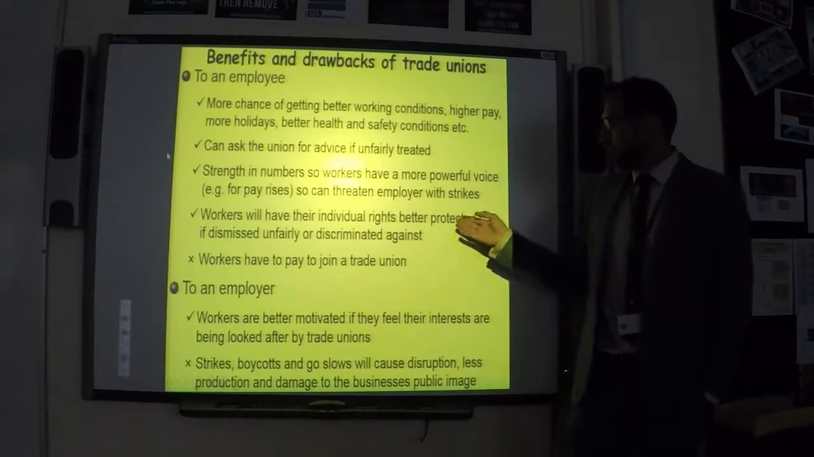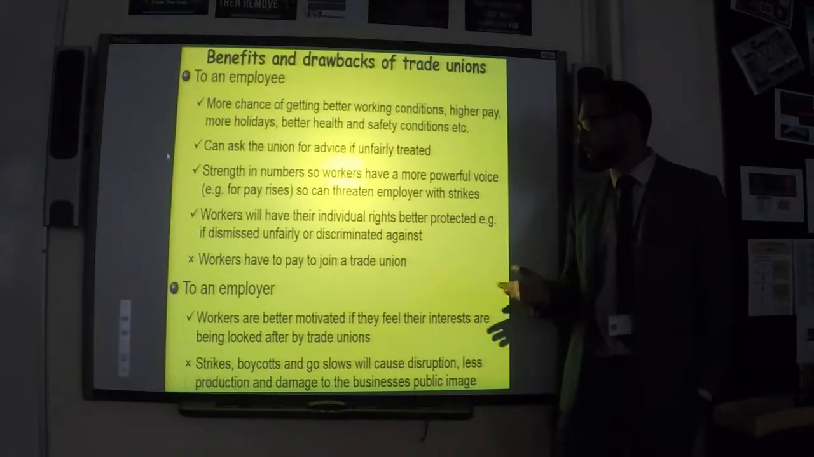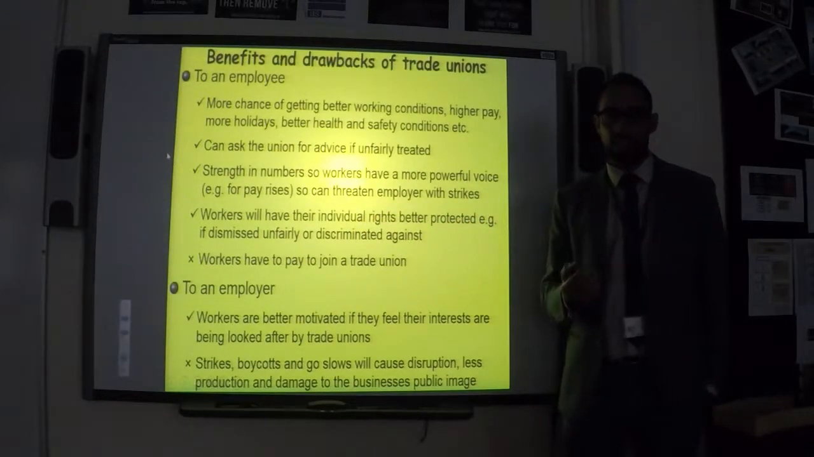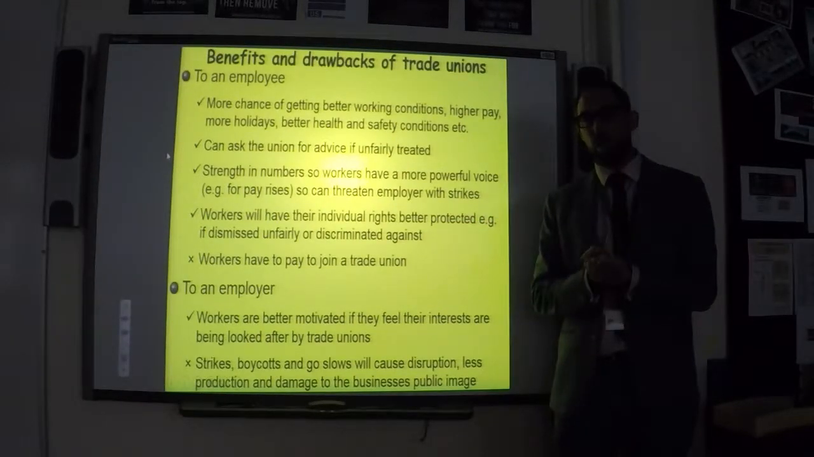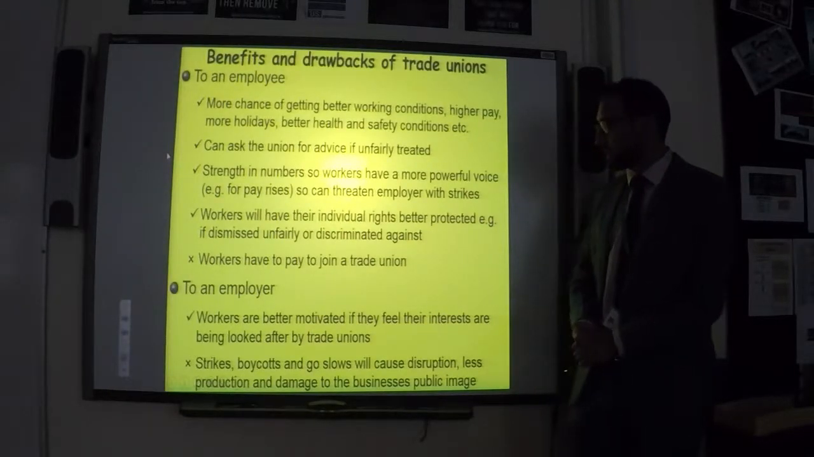Okay? Workers will have their rights protected because they're a member of a trade union, so the trade union will look after them. If they're being unfairly treated, if they're being discriminated against, the trade union will protect the workers. Remember, trade unions are all about protecting the workers, their members, their employees.